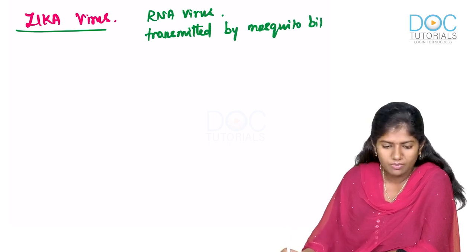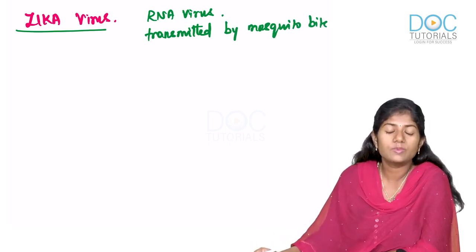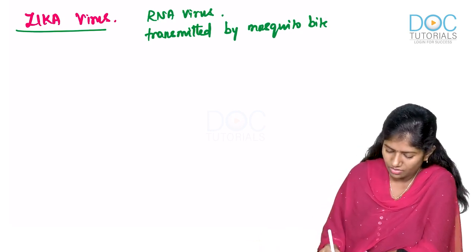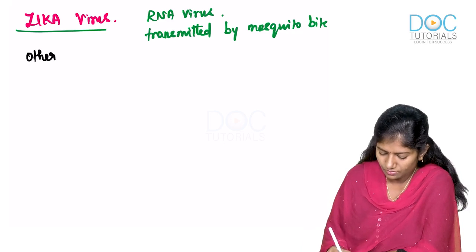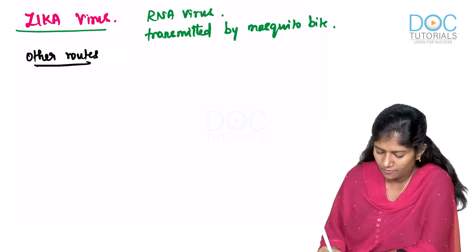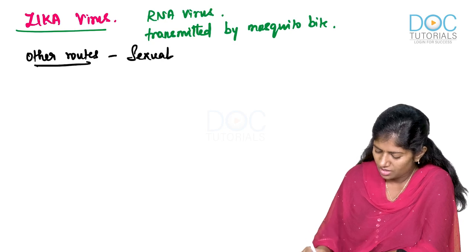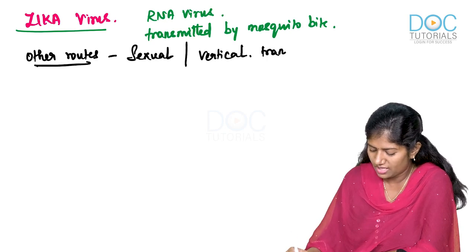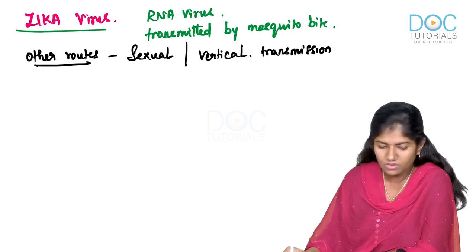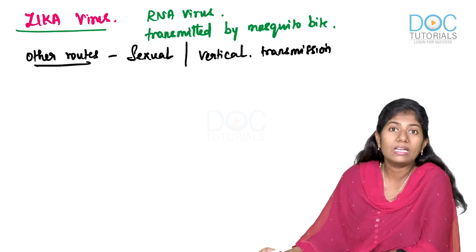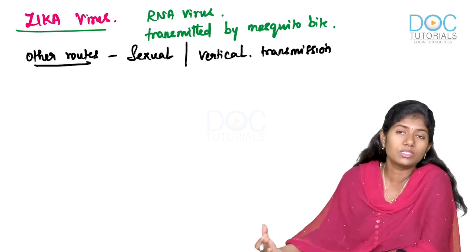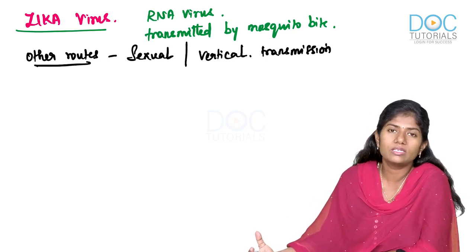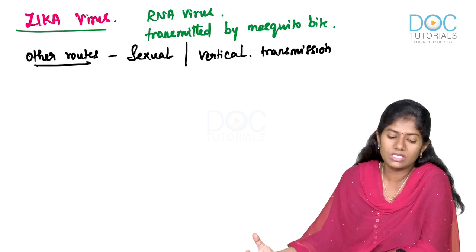But please remember, sexual transmission is also possible. Vertical transmission is also possible. Okay. So, other routes of transmission are sexual transmission as well as vertical transmission. And this virus persists in the body fluids for months together. So, even after many months of mosquito bite, this virus can still be present in the circulation.